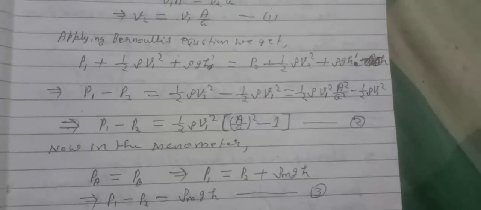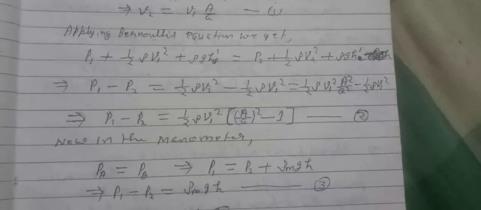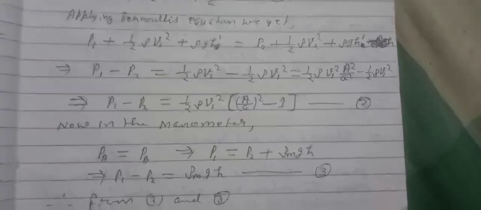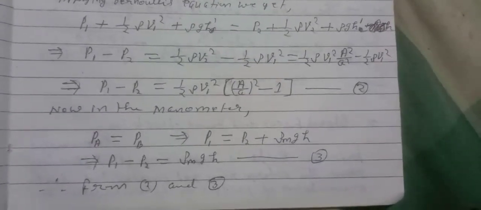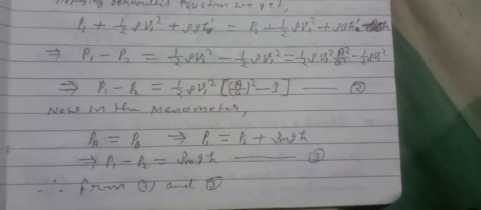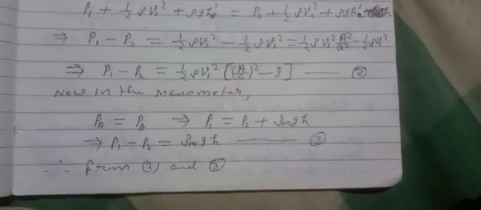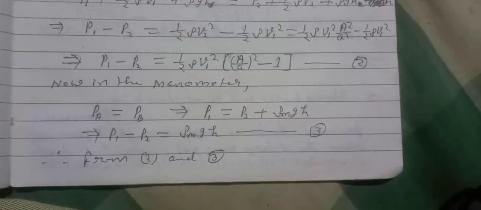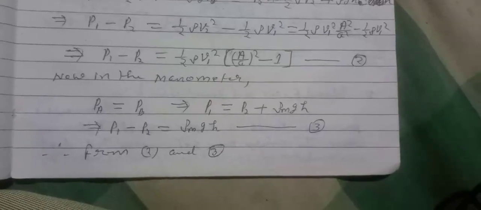This will be P1 minus P2, 1 by 2 rho V2 square minus 1 by 2 rho V1 square equals to 1 by 2 rho V1 square A square by a square minus 1 by 2 rho V1 square, or P1 minus P2 equals to 1 by 2 rho V1 square under bracket A by a whole square minus 1. Now in manometer PA equals to PB. This implies P1 equals to P2 plus rho m into gH. This implies P1 minus P2 equal to rho m into gH, equation 3.